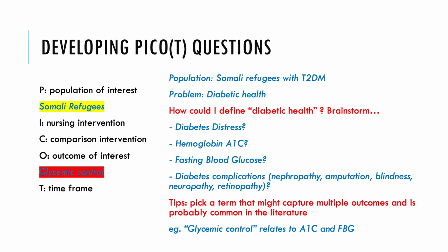So here the term glycemic control actually relates to both A1C and fasting blood glucose, but it's still very measurable and clear cut. It gives me a little flexibility though. So I just came up with my O, glycemic control. That's the thing I want to measure to know whether or not I've helped my population.